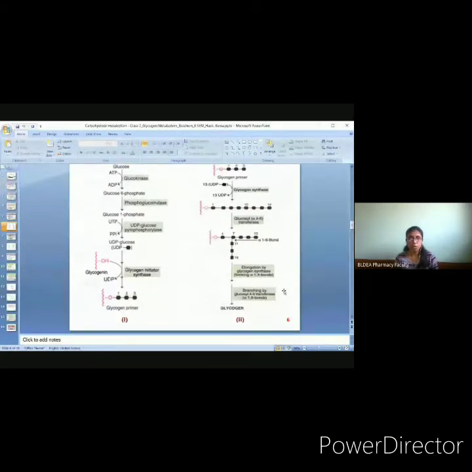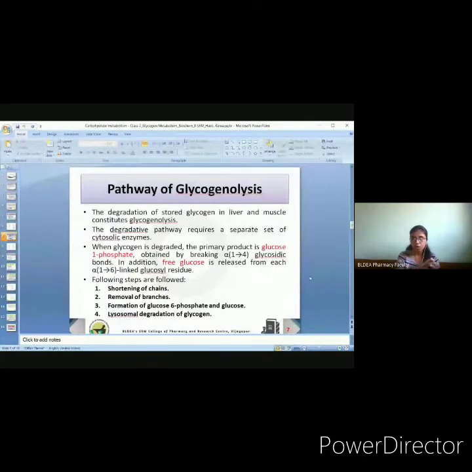So now coming to the degradation part. Okay, so now you understood how glycogen is synthesized. Now, how this glycogen, whatever is stored in the body, will be degraded when the body requires glucose molecules. Now this degradation takes place in the liver and muscles.